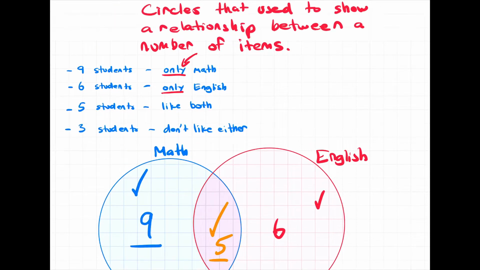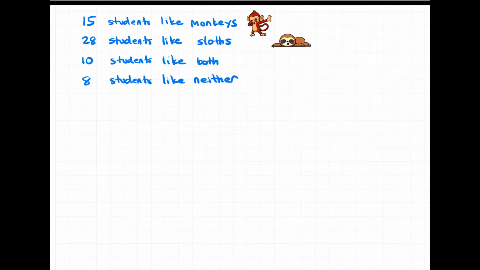Now, when it's worded in this way, again, with this word only, it's quite easy to set it up, but it's not always worded that way. Okay, so let's take a look at another example. And if you notice the difference here, we're missing a word, and that word we're missing is only. They like only monkeys. In this case, we just know they like monkeys. So when we say that a student likes both, that means they like monkeys also, and they like sloths. They are slow, sloths.